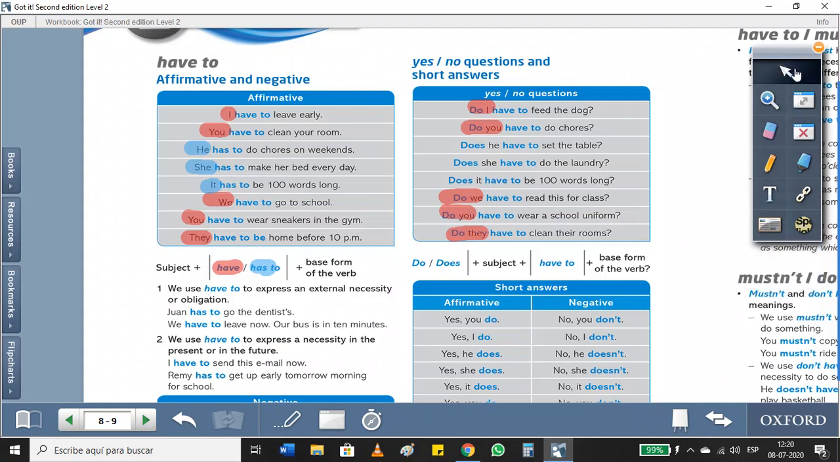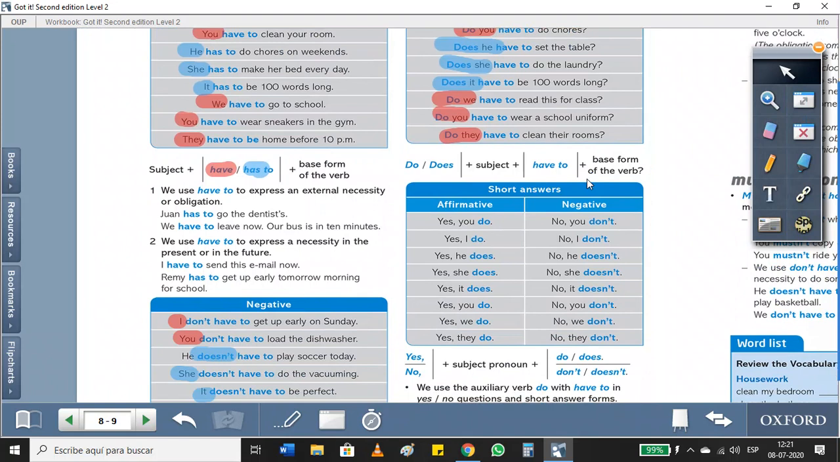Okay? Guys, as it is a question, we're gonna start with do or does, okay? Depending on the subject. But remember, cuando son preguntas, empezamos con do or does. Okay? Here we have does he, does she, does it, and always with have to. Okay? Al tener un auxiliar, como do or does, no necesitamos poner has. Entonces, de nuevo va a ser have to. With all of them. ¿Ok? Con todo va a ser have to. Right? So, as you can see here, we need do or does, then we need a subject, then have to, and then the base form of the verb.